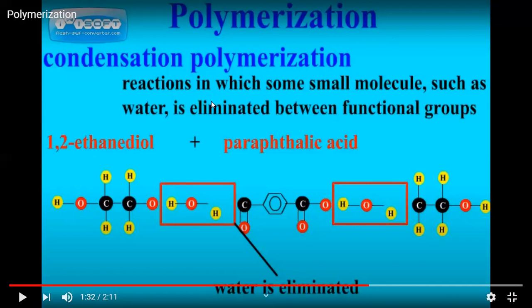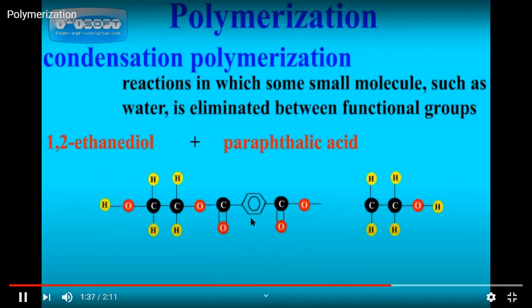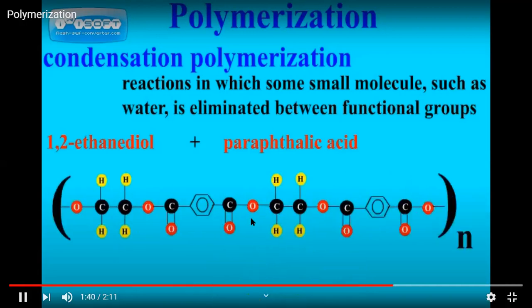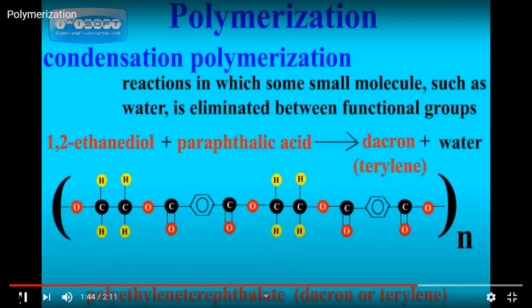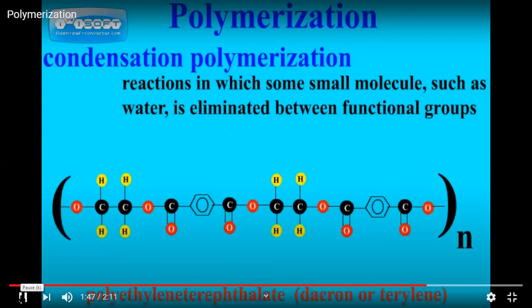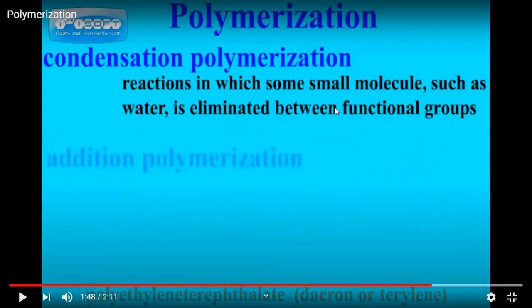Polymers formed by a condensation reaction, or with the elimination of small molecules like water, that type of polymerization is known as condensation polymerization. Here is an example: when this one is OH and this one is COOH, they undergo polymerization to form a polymer with the elimination of small molecules like water, and that type of polymerization is known as condensation polymerization.